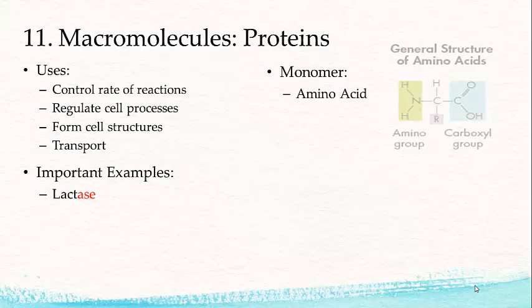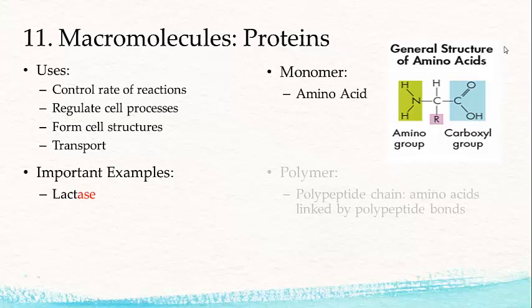The monomer for a protein is an amino acid. Now there's 20 different amino acids that occur in nature. The amino group and the carboxyl group are going to be the same on every single amino acid. These are what allow amino acids to link together to form a protein. Now the R group, which is here in purple, the R group varies. Depending on what the R group is, tells me the type of amino acid that it is.